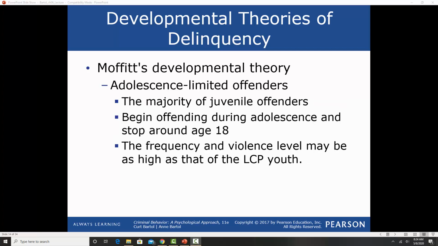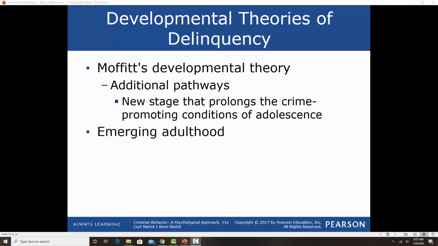Now, the second type of delinquent that she identified in her developmental pathways theory was the adolescent limited offenders. The good news is the vast majority of juveniles follow this trajectory. They start getting into trouble during adolescence. Some can be serious, most is not, but they tend to age out of it. So by the time they're in their early to mid 20s, they stop offending, they get back on the right path, and they never have any interaction with the juvenile justice system or the adult criminal court system again.